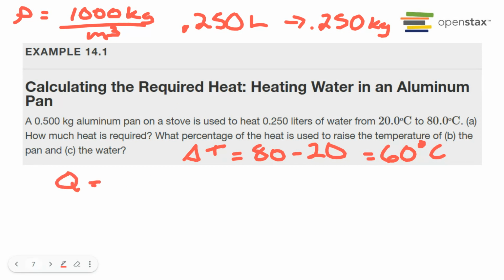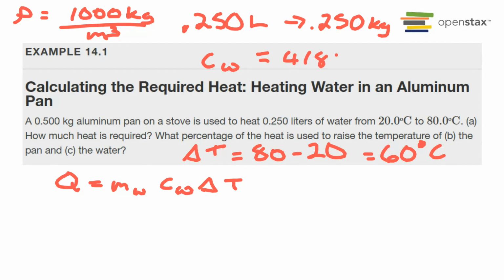We say that Q is equal to the mass, and we could do this for both the water and the aluminum if we need to. So I'm going to do the water first. So the mass of the water times the specific heat of water times delta T. And so the specific heat of water is 4,186 joules per kilogram per degree Celsius.